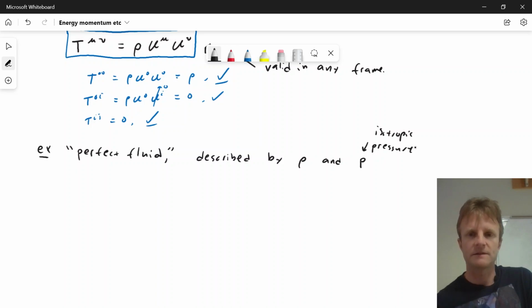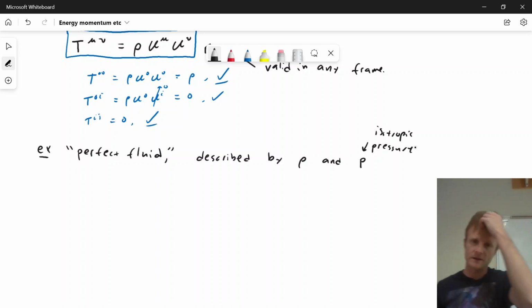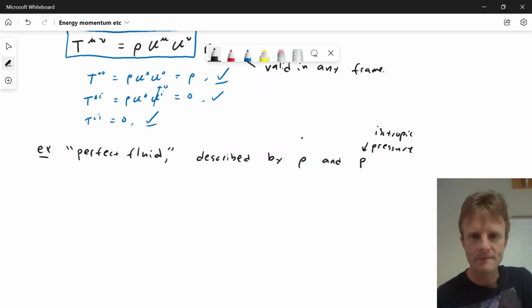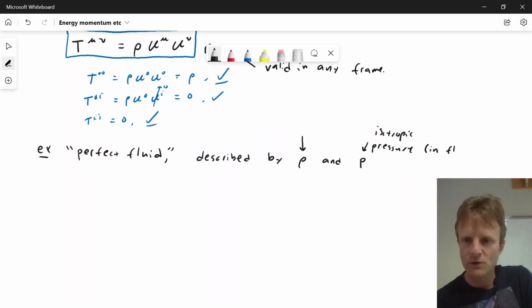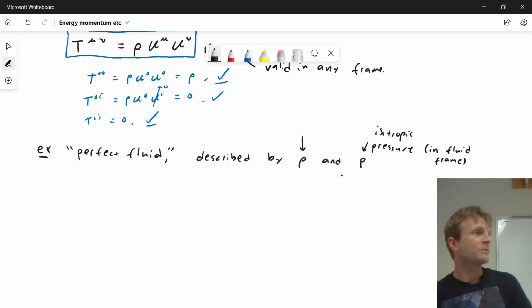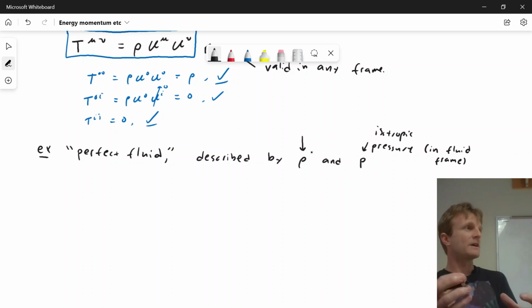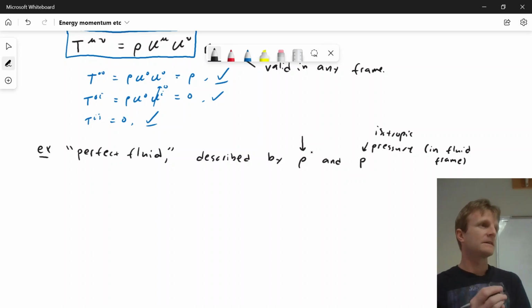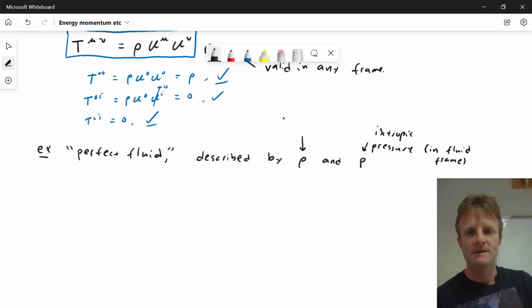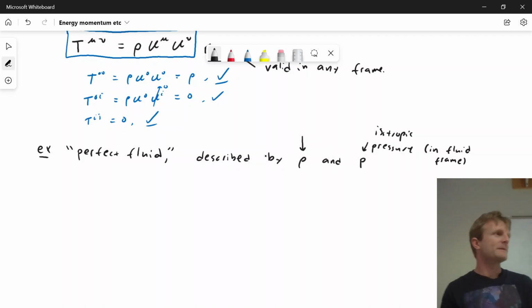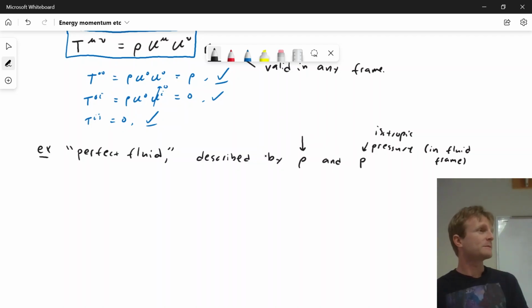So many things behave as perfect fluids, including ideal gases. So isotropic pressure, again, in the fluid frame. So that's how we avoid the fact that pressures are frame dependent. What we mean here is the pressure in the frame of the fluid. Which is itself a kind of subtle thing to make sense of. You have to define some averaging procedure.